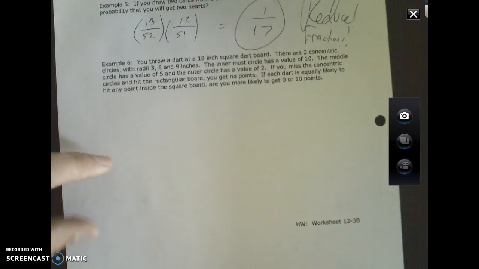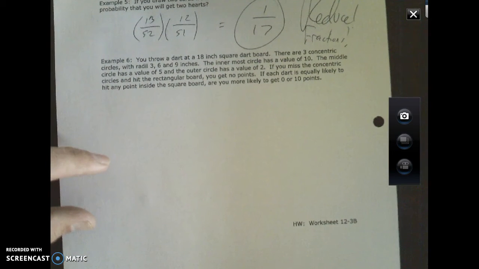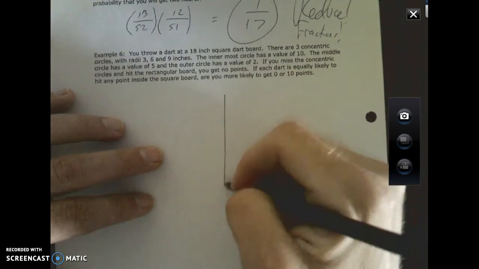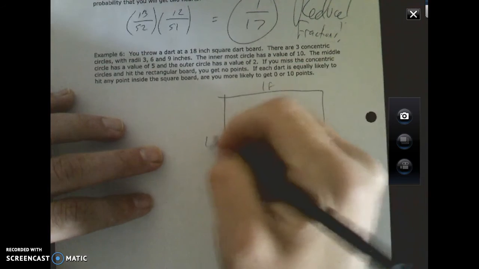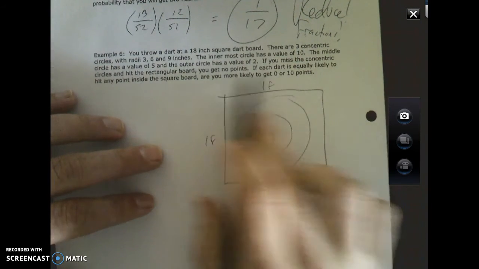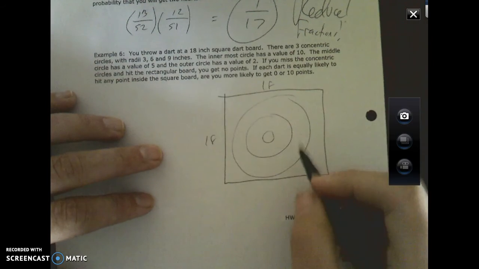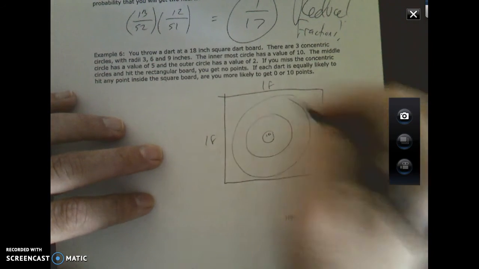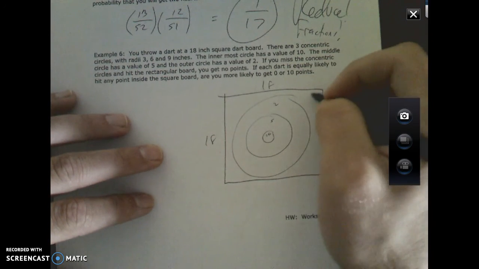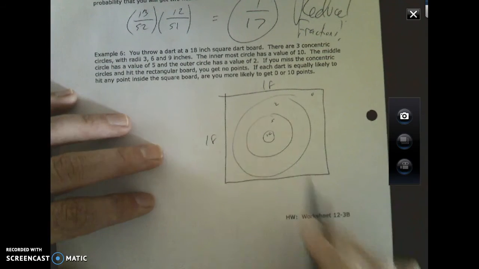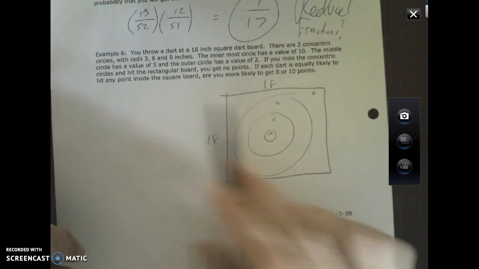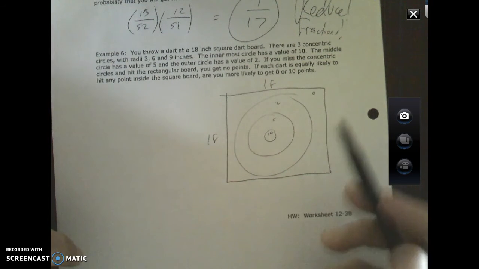Alright, last problem. You throw a dart at an 18-inch square dartboard. There are 3 concentric circles with radii 3, 6, and 9. So, 18, 18, I've got 1, 2, 3. The innermost circle has a point value of 10. Then the middle one has 5. This has 2. And if you miss the circle and hit the rectangular board, you get 0, no points. If each dart is likely to hit any point inside the square board, are you most likely to get a 0 or to get 10 points?